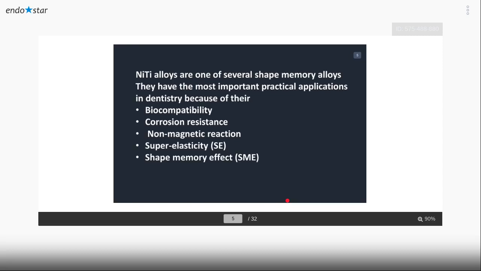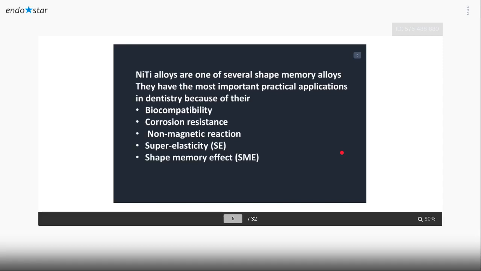As a beginning, why did we change from stainless steel to nickel titanium alloy? First of all, nickel titanium alloys are, as written in the presentation, one of several shape memory alloys in the market, but they have the most important practical application in dentistry or the medical field as a whole, with biocompatibility with our bodies, corrosion resistance, non-magnetic reaction, and the two most important points that we will speak about today are superelasticity and shape memory effect.